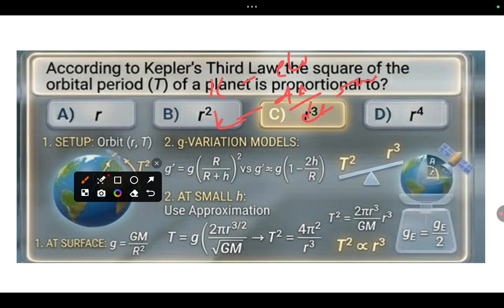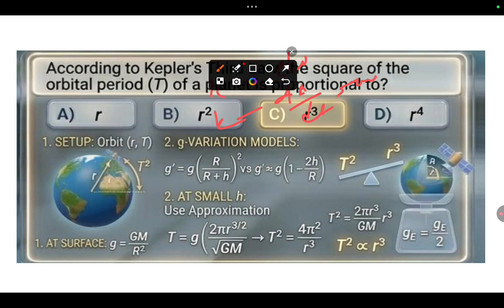Next one, Kepler's third law, is about the orbital period. The square of the orbital period is proportional to the cube of the semi-major axis. Clear? So T squared is proportional to a cube, or r cube.